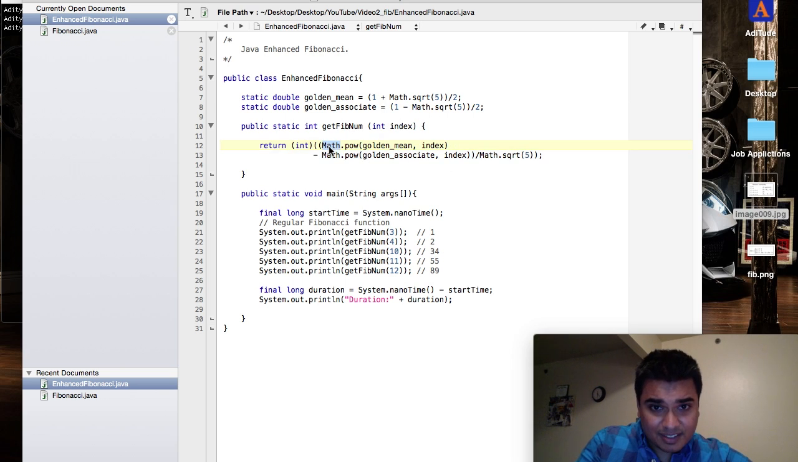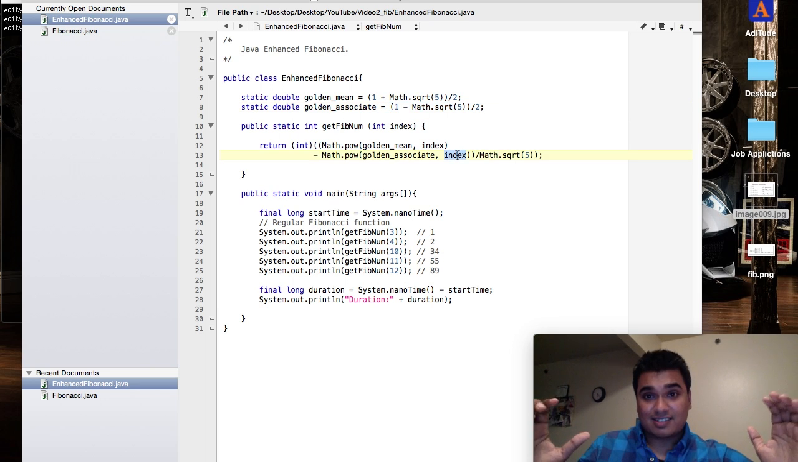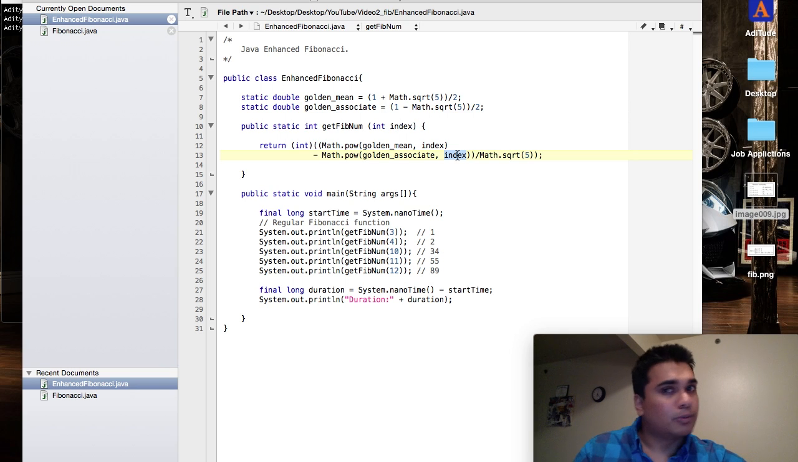It is the golden mean, which is this number, 1 plus the square root of 5 divided by 2, to the power of the index that we want the Fibonacci number of, minus the golden conjugate, which is 1 minus the square root of 5 divided by 2 to the index, the whole thing divided by the square root of 5. I know it's a very random equation. We don't even know how the square root of 5 came up. So it has a couple of really cool proofs, which I will go over in my next video.